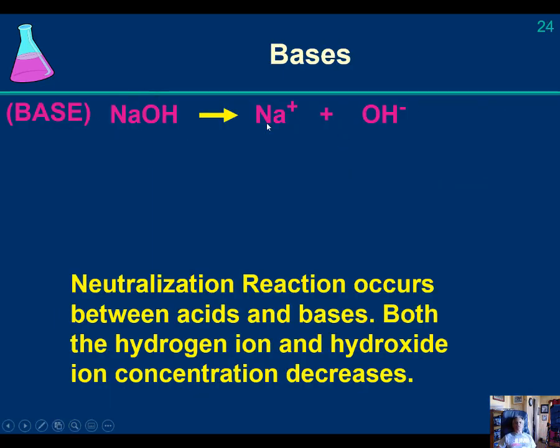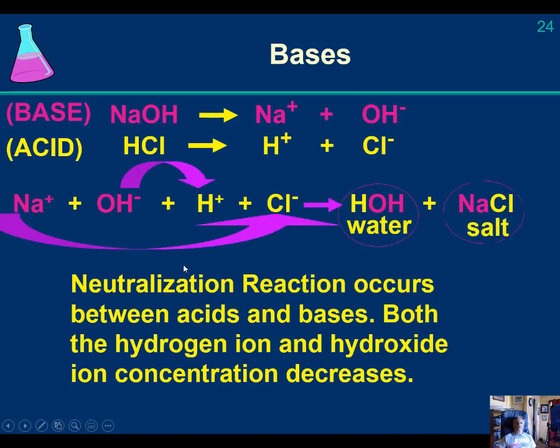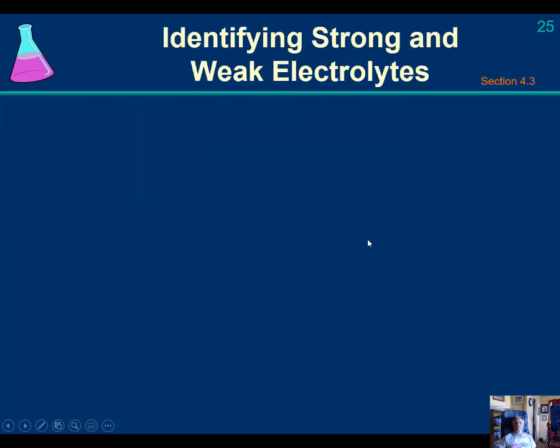Here's your base, sodium hydroxide. It dissociates in water to form sodium cation and hydroxide anion. Here's your acid. It also dissociates in water, or ionizes in water is more appropriate, into H plus and chloride ion. These are both strong base, strong acid. They're both strong electrolytes, but they react with each other to form water and a salt. This is what we call an acid-base neutralization reaction between acids and bases. Both the hydrogen ion, hydroxide ion concentration decrease. Okay, I think that's enough.